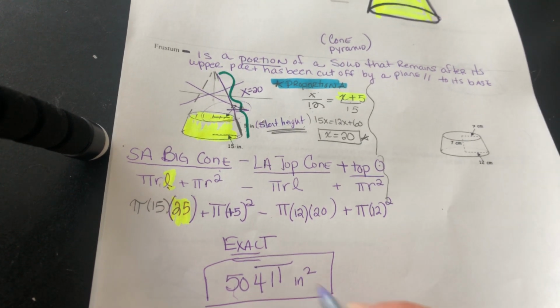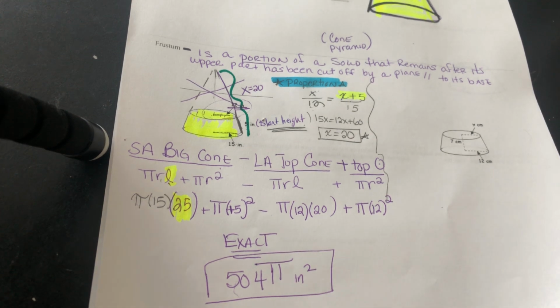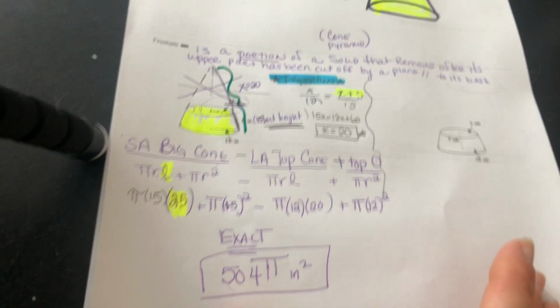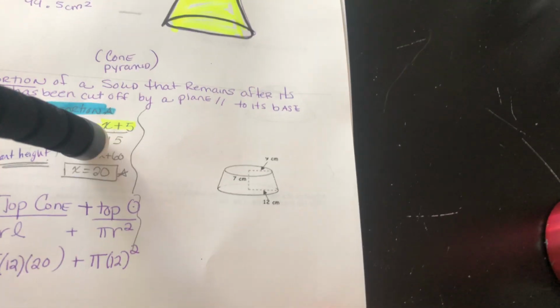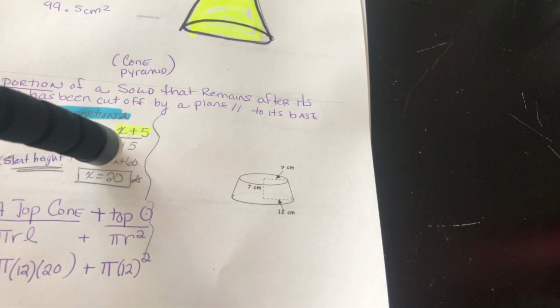504 pi inches squared. So just stare at that for a second, see if you have any questions. Hopefully that made a little bit more sense. Or hopefully I should say the next one will make some more sense.